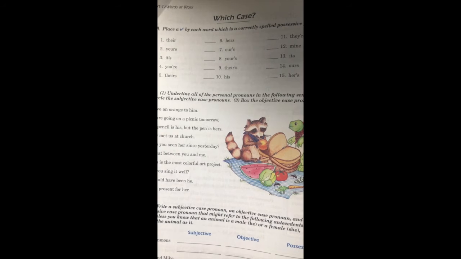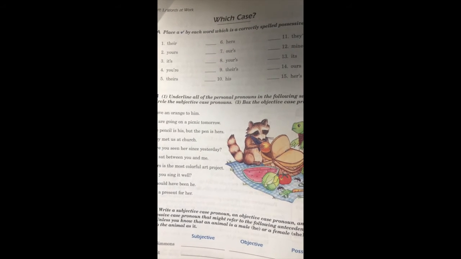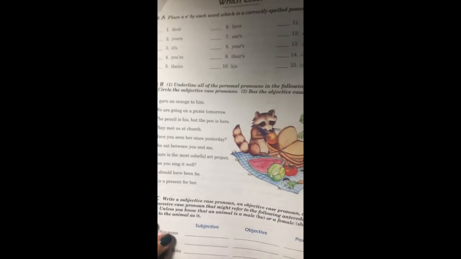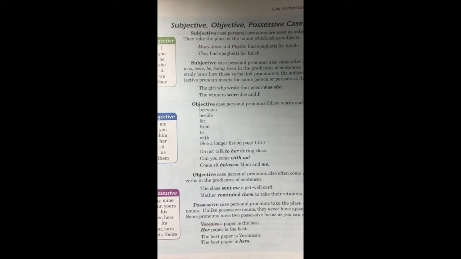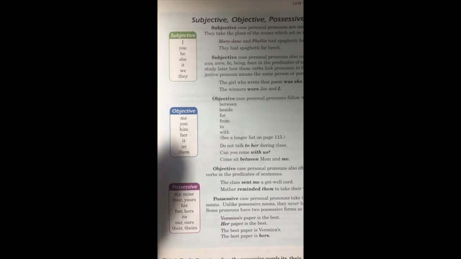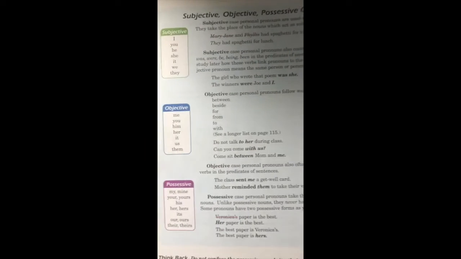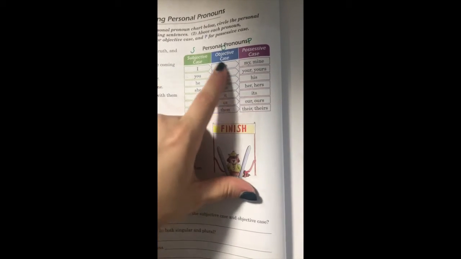So here is our language arts assignment for Monday, November 16th. What we're going to be doing today is using our reference pages from last week, where we learned our personal pronouns. And here are subjective, objective, and possessive cases. So this is why it was very important that you follow the lesson on these reference pages, because we're going to be using them quite a bit this week, especially these little boxes and columns that include examples of subjective, objective, and possessive pronouns.